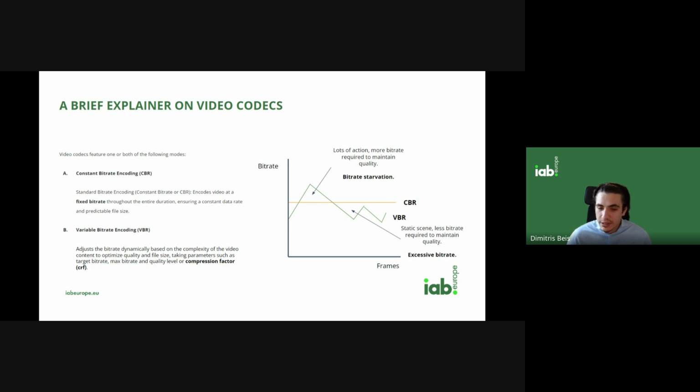There's also the other case where under CBR we would have an excessive bitrate, where it's like a static scene and less bitrate is required to maintain quality. So if it's like a black screen in between shots, for example, you don't really need all of the bitrate that you have if you're using CBR. If you're using VBR, it automatically lowers the bitrate because you can maintain a CRF level without necessarily using up all that bitrate.